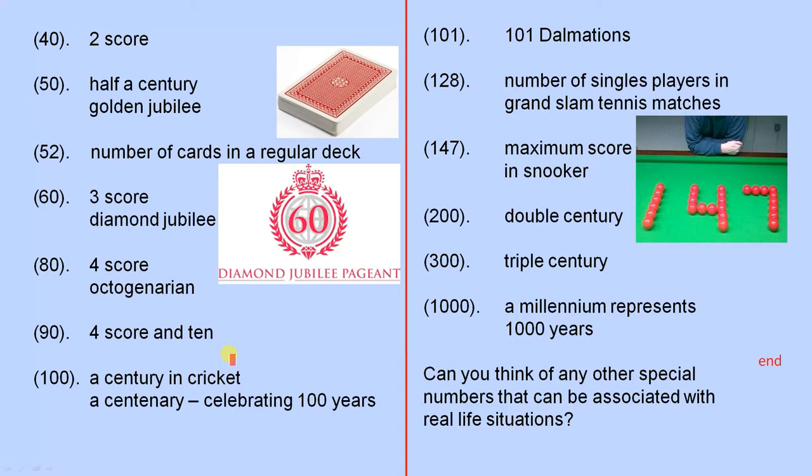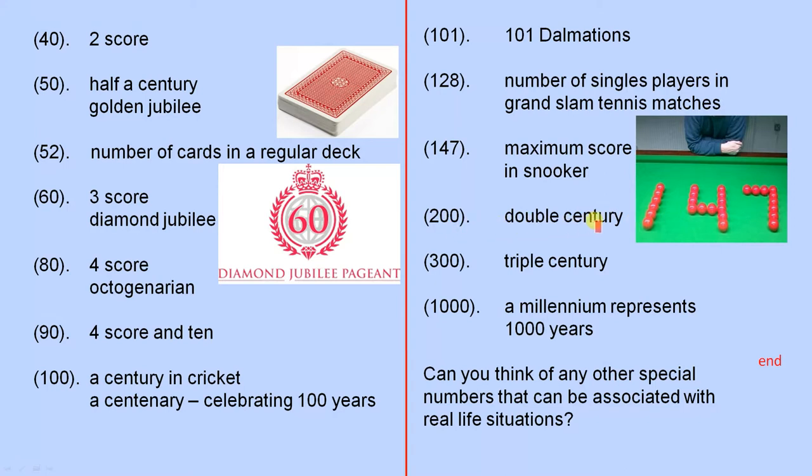100, sometimes they say that you score a century in cricket, or a centenary, celebrating 100 years of something. Maybe the existence of a club or anything else. 101, have you heard of the movie 101 Dalmatians? 128, the number of singles players in Grand Slam tennis matches. So in the French Open, the US Open, the Australian Open and Wimbledon, these are the number of players that start in singles. 147 is the maximum score in snooker.